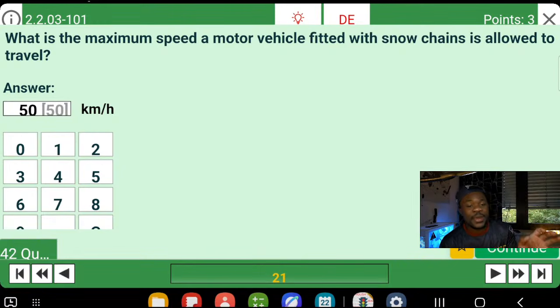So whenever you see a sign with a snow chain, it means you need to have snow chains on, and whenever you have the snow chains on, your maximum speed becomes what? 50 kilometers per hour. You are not allowed to drive more than 50 kilometers per hour when using what? Snow chain tires.